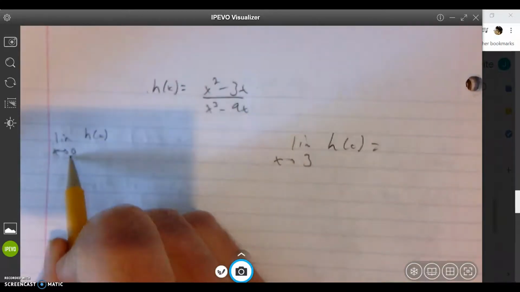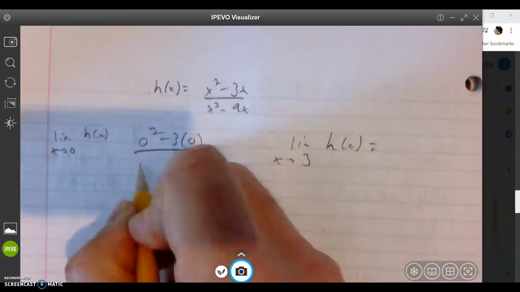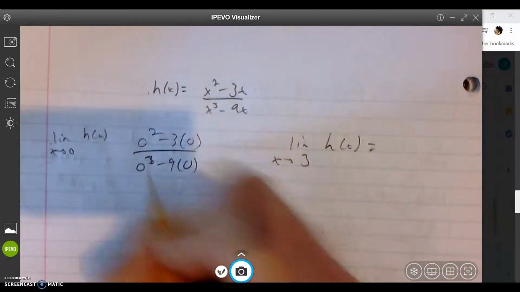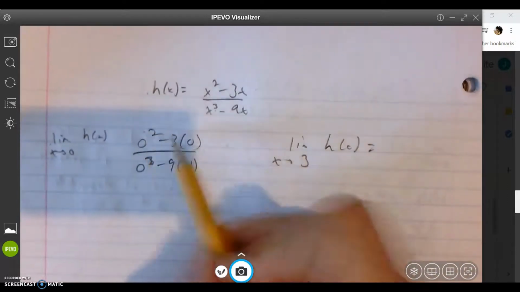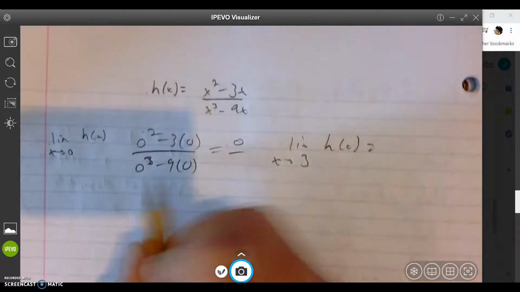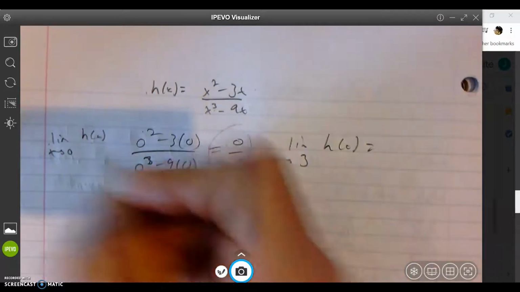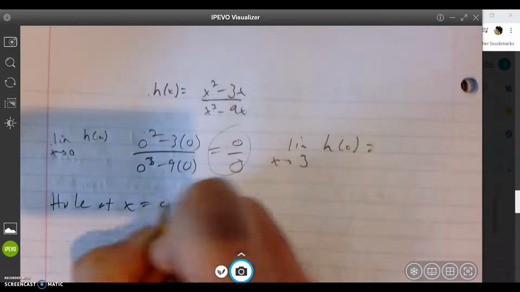So the limit as x approaches 0 of h of x. So 0 squared minus 3 times 0 over 0 squared minus 9 times 0. So 0 to the third, my bad. This is the third power. Okay, so that's 0 minus 0, which is 0. 0 minus 0, which is also 0. Indeterminate, hello. So we have a hole in the graph at x equals 0.